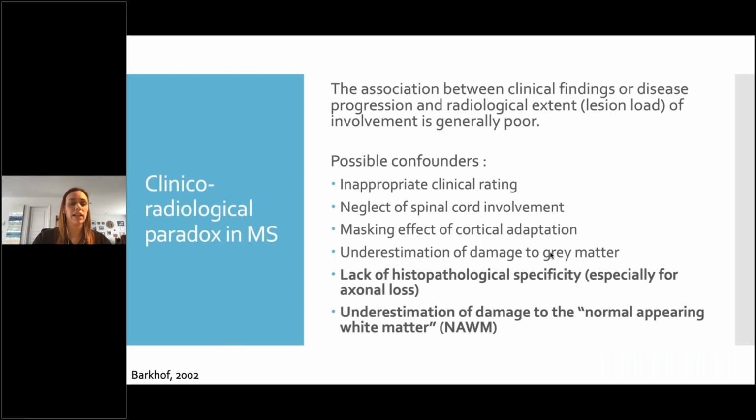However, the association between clinical findings and worsening disability in a patient and the radiological extent of his disease defined by T2 lesion load is generally poor. This is what we call the clinical radiological paradox in MS. Some possible confounders are the inappropriate clinical rating, the neglect of spinal cord involvement, the masking effect of cortical adaptation, the underestimation of damage to the gray matter, and what is more of interest for us today, the lack of histopathological specificity, especially for axonal loss, and the underestimation of damage to the normal appearing white matter.